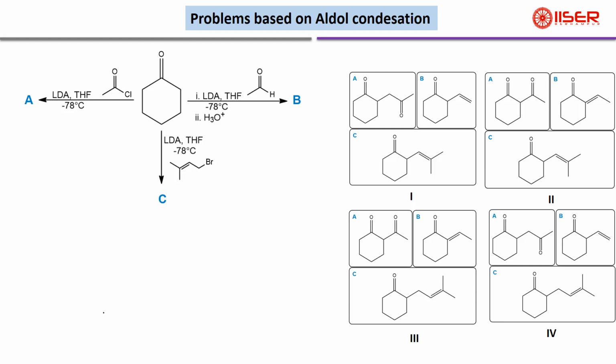So let's just give a hint that obviously there is an alpha hydrogen here. So it will take an alpha hydrogen from this place and it will form an enolate. After the formation of enolate, it will react with all the three types of electrophile. This is also an electrophile, this is also an electrophile, an aldehyde. This is an acyl chloride and this is an allyl bromide. So it will react with these three types of electrophiles. So what will be the product? I'll give you 2 seconds. Just try.